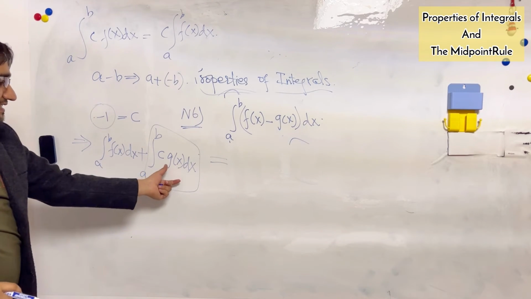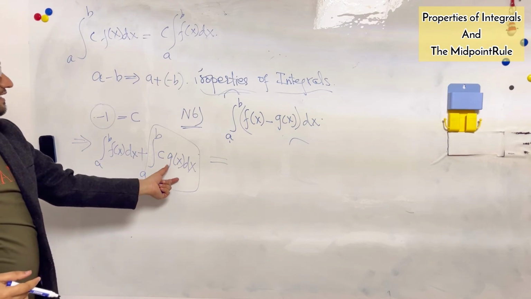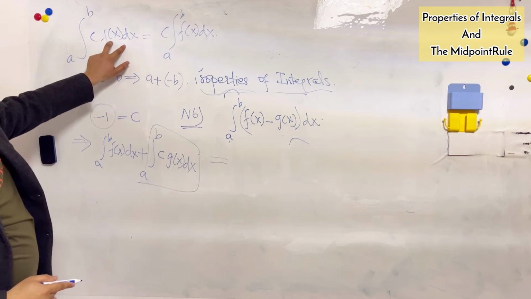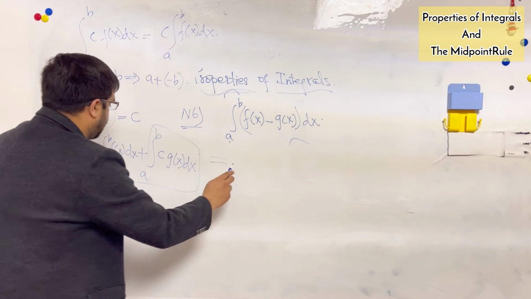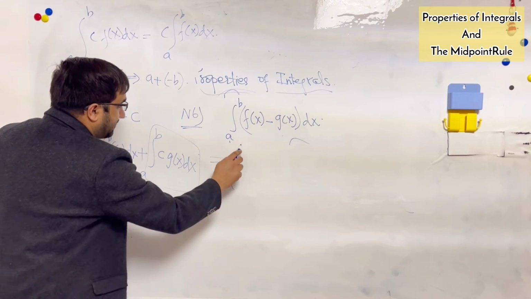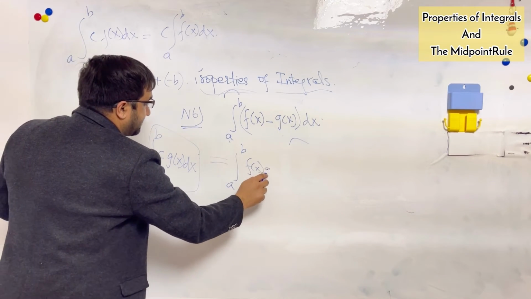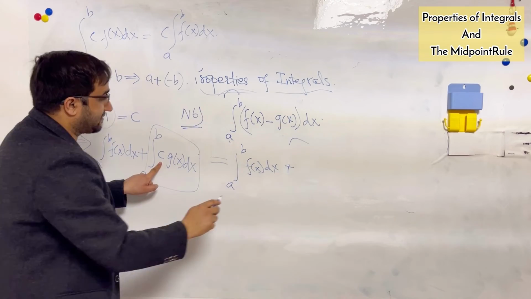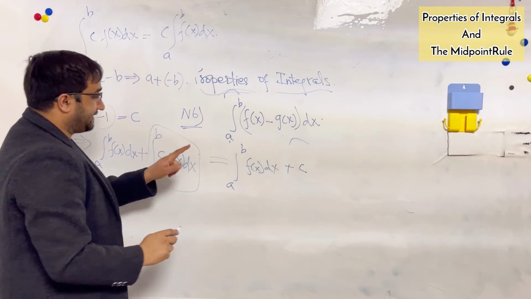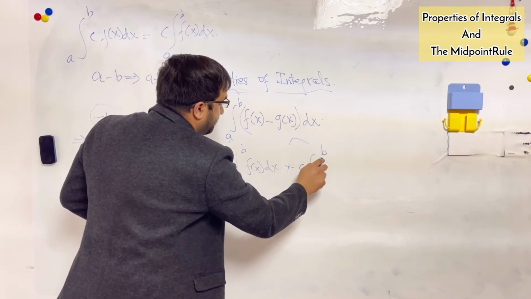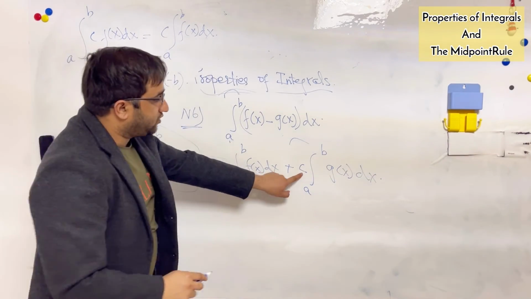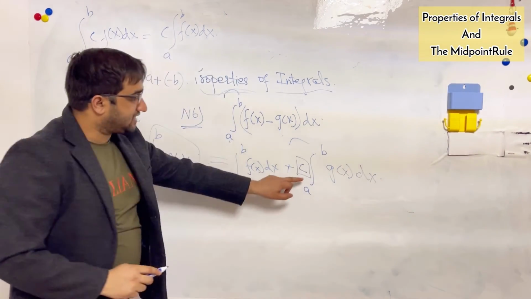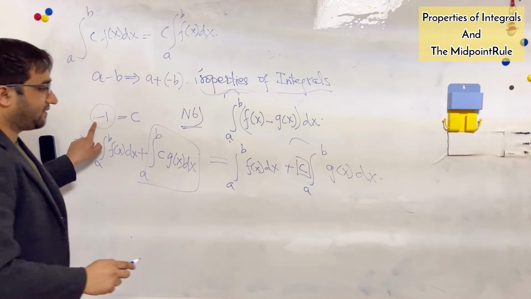So f of x, g of x, h of x, all these represent a function. So if you have a constant multiplied with a function, just like this, keep this c outside. So it becomes a to b f of x dx plus this constant outside and the integral inside, a to b g of x dx. Now I'm going to come back to the original value of c. What was it? It was minus 1.